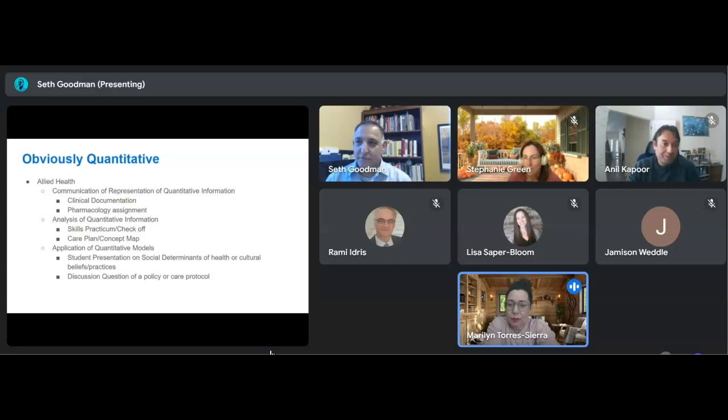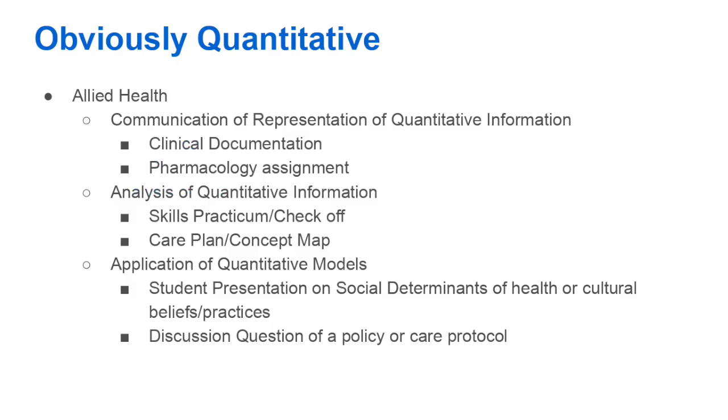We also looked at some more obviously quantitative things like allied health, clinical documentation, or a pharmacology assignment, skills or practicum checkoff. So that would be like massage or dental, right? That would also be a really great example. Concept maps, care plans.